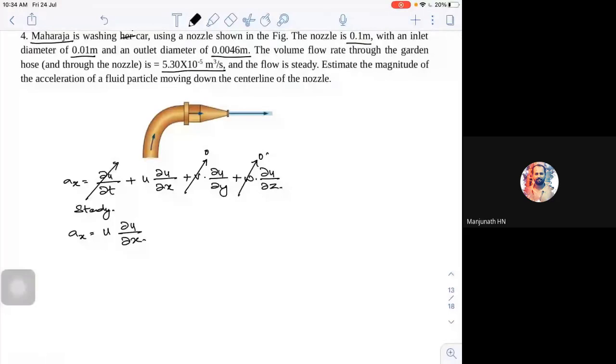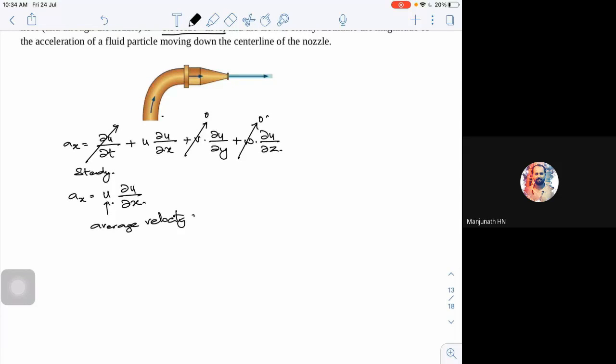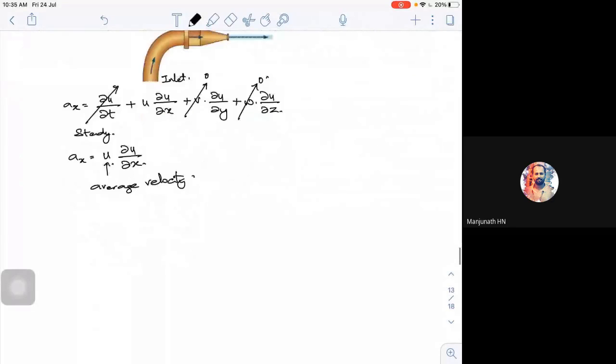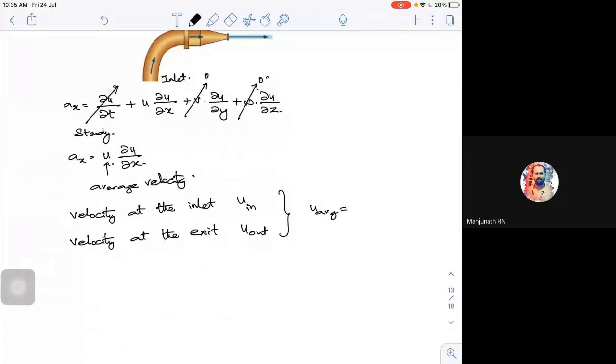Now what is this u? This is actually your average velocity. Suppose I have this inlet and I have the outlet. If I calculate the velocity at the inlet, I can call it U in. The velocity at the exit or outlet, I call it U out. Now U average will be the average of U in plus U out divided by 2. So this will be the thing.